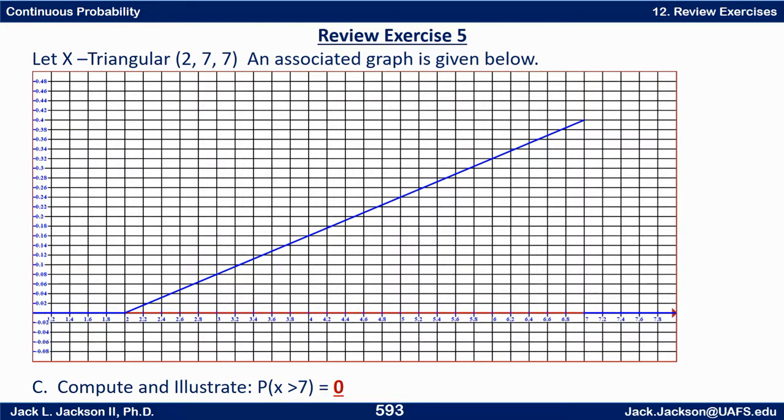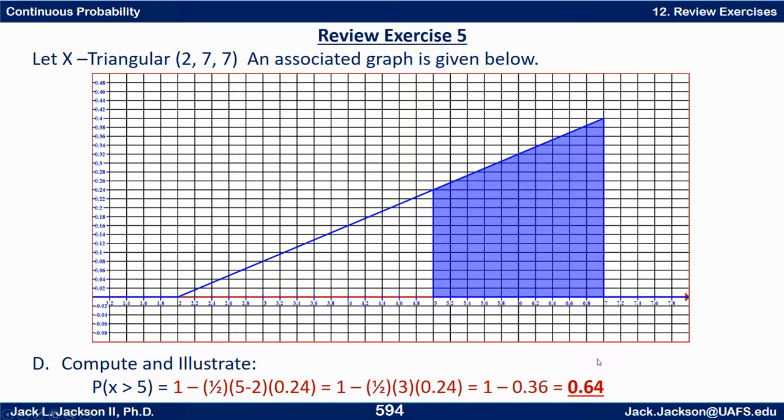All right, the probability that x is greater than 7 is 0. The probability that x is less than 2, or anything to the left of 2, would be 0 as well. All right, how about the probability that x is greater than 5? Well, that's the probability that it's going from 5 on up forever. Well, forever might as well be 7 because there's nothing beyond 7 to the right in terms of non-zero probability. So we're finding the area of this right trapezoid here.